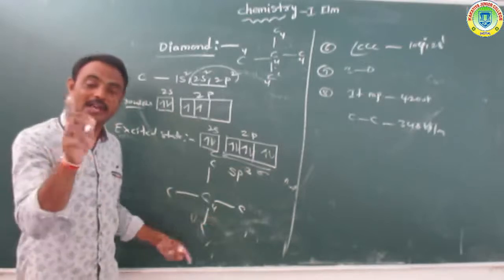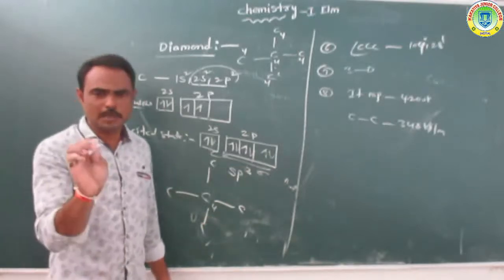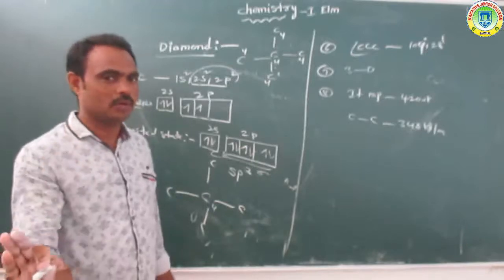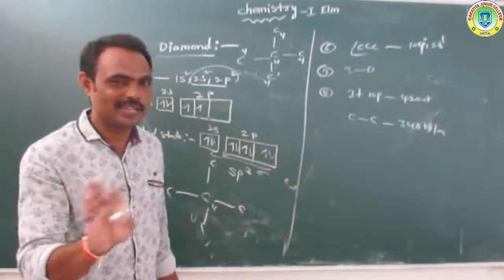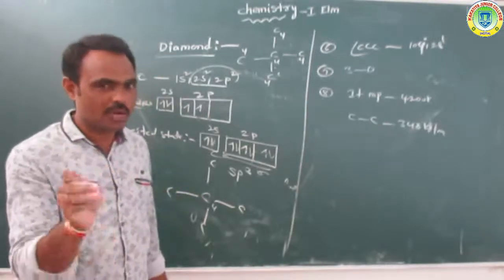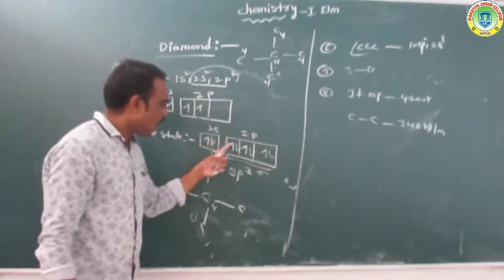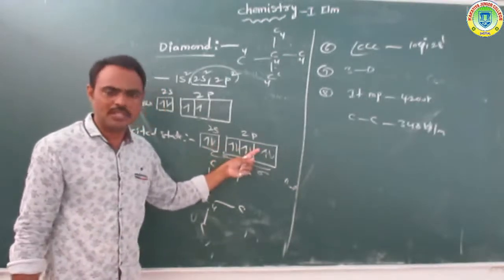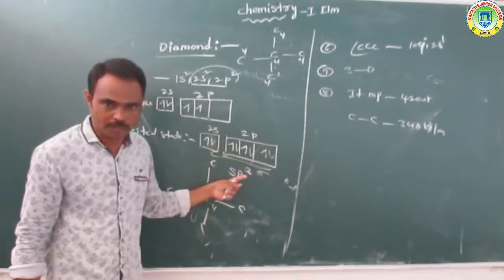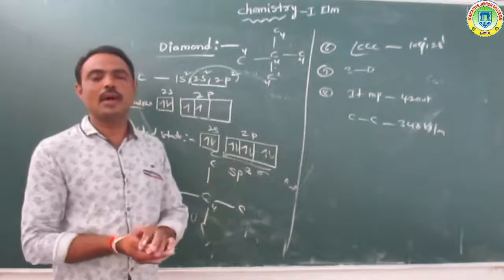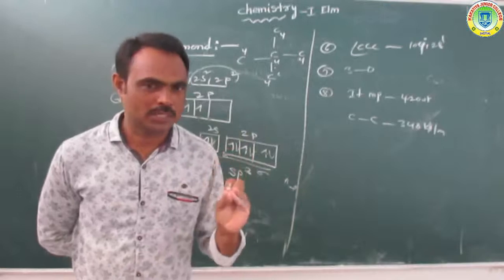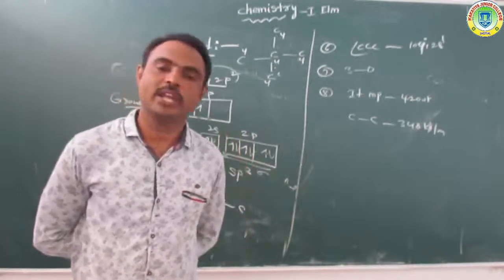Sigma bonds are strong bonds, so we consider them for hybridization. But a pi bond is a weak bond, so we do not consider it for hybridization. Only sigma bonds, the strong bonds, are considered. All these bonds are sigma bonds, so we write sp3 hybridization. Overall, in diamond, carbon undergoes sp3 hybridization.